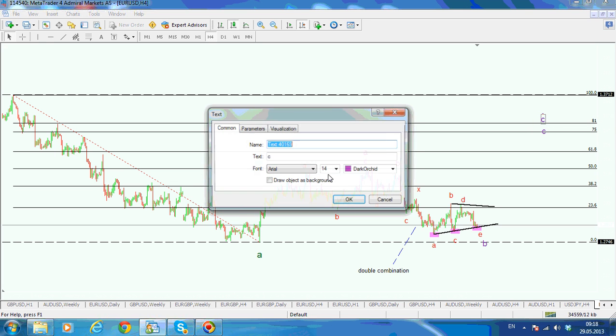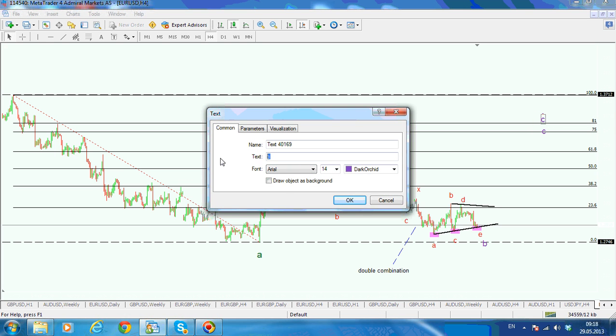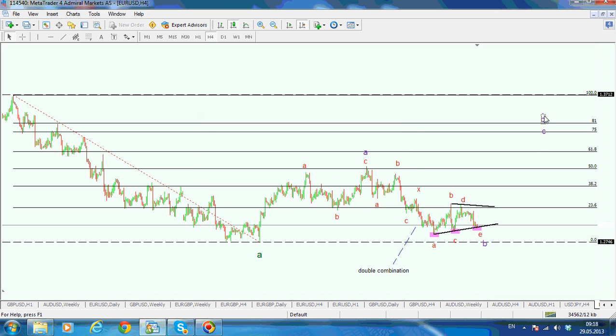Now it is very much possible that such a complex correction appears at the end of a second wave. So you might have a 1 here, and a second wave here, so 1, 2, and then to move to the upside like this. Anyways, these double combinations are extremely powerful moves, and if price breaks to the upside from this one, it should be quite a ride to the upside.